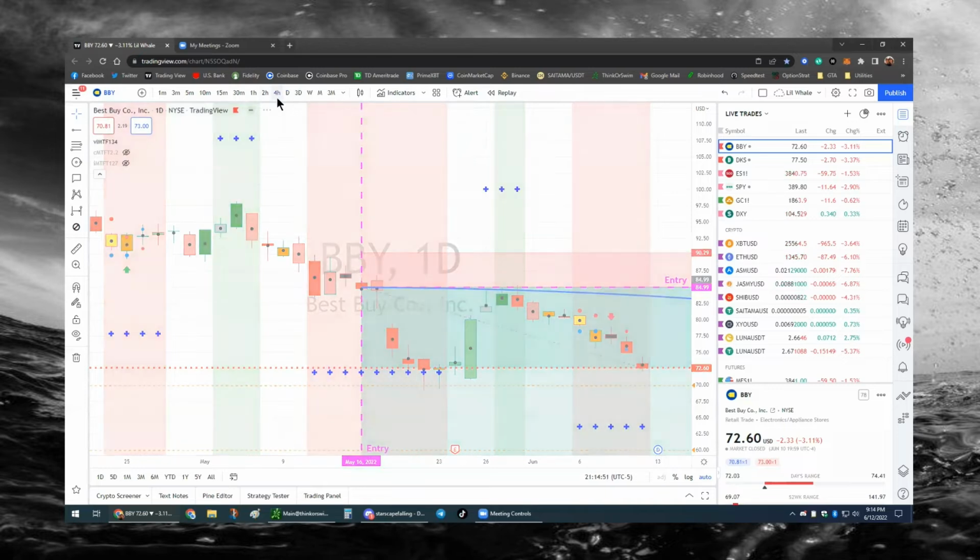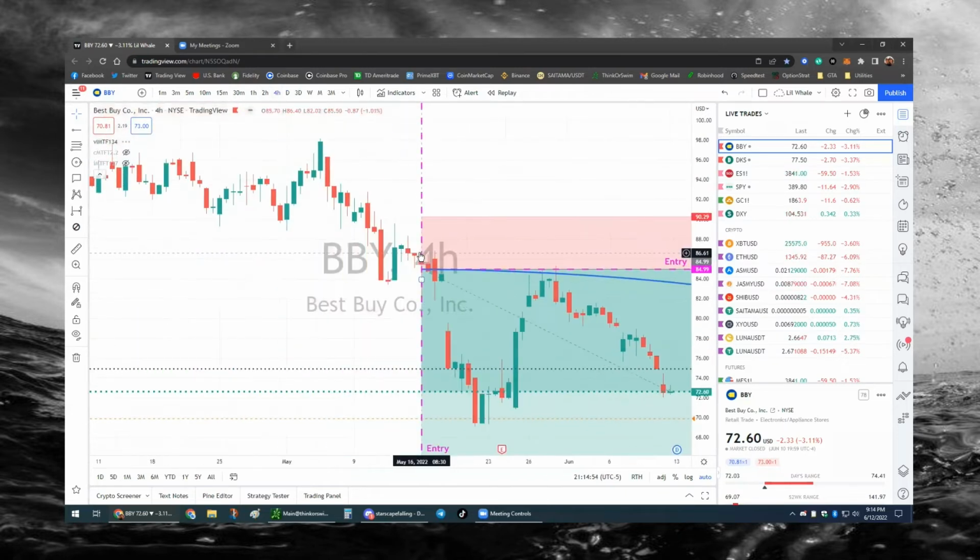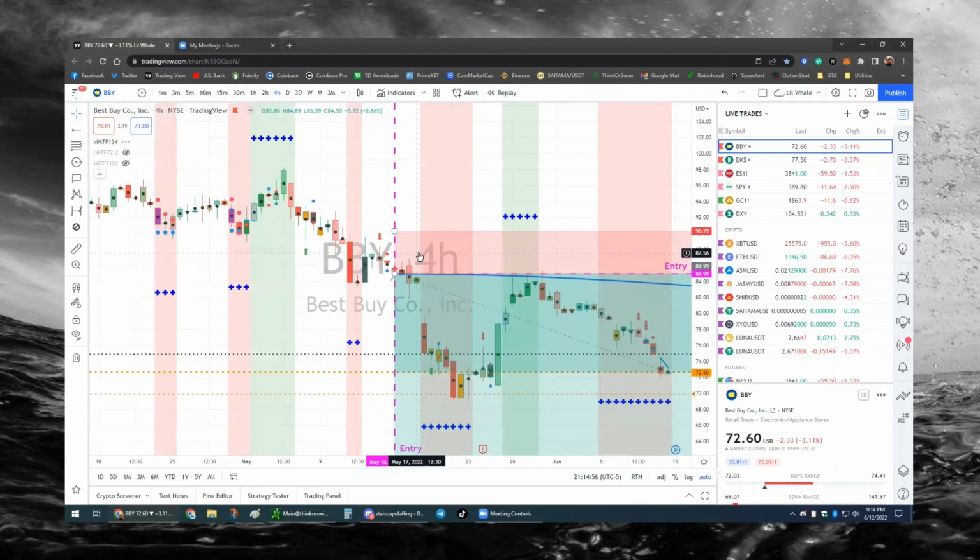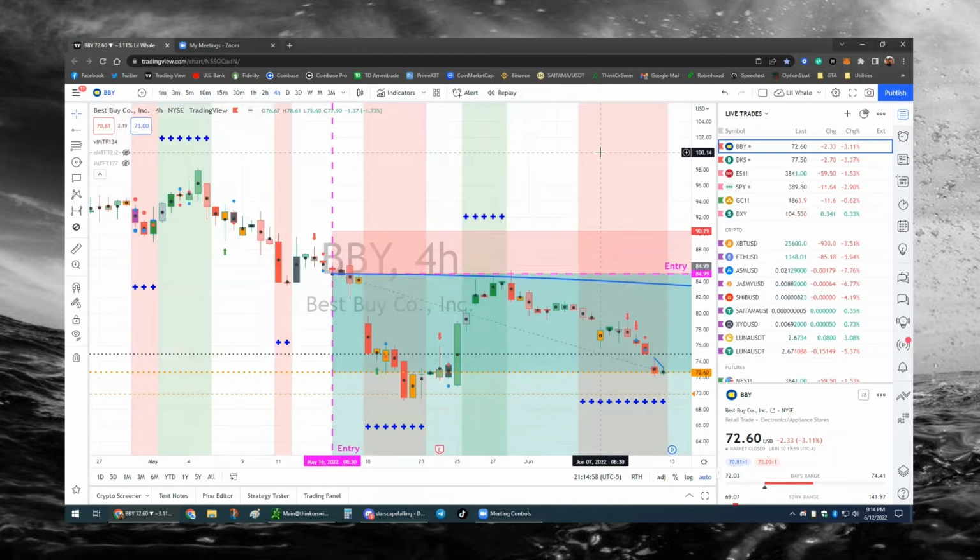And the 4 hour pretty much showing the same thing. It wasn't valid for me to take on the 4 hour the day I took it, which was the 16th. But I was trading a monthly, so 2 hour.